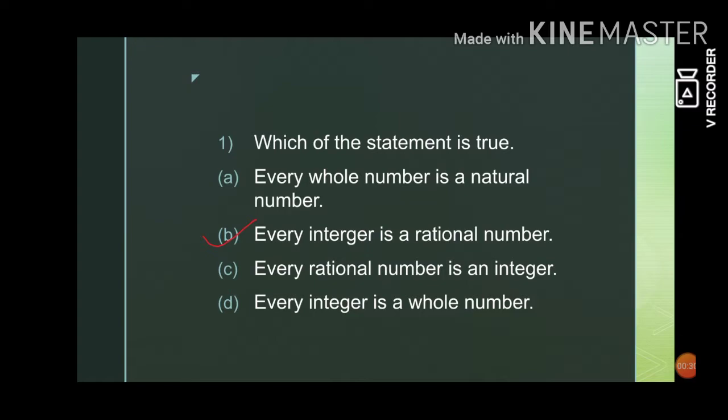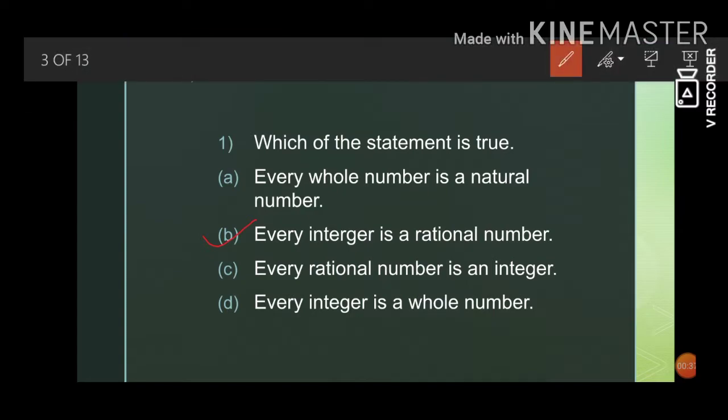So the first question, which of the following statement is true? We have as option 1, every whole number is a natural number, which is not a true statement. So here we have to just tick the correct option, that is the option which is true. That means out of 4 there will be one option which is correct.